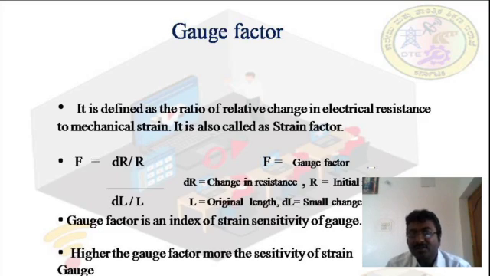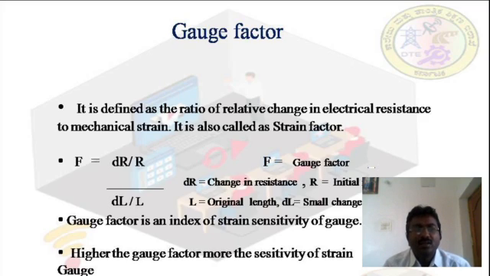That means strain gauge 2, which has the high gauge factor, for the same strain as that of strain gauge 1, indicates that if the numerator is more, the change in the resistance is more for the applied strain. That shows the gauge 2, which has a high gauge factor, will sense or identify a small change in the strain developed.